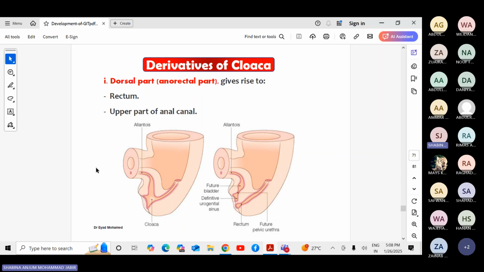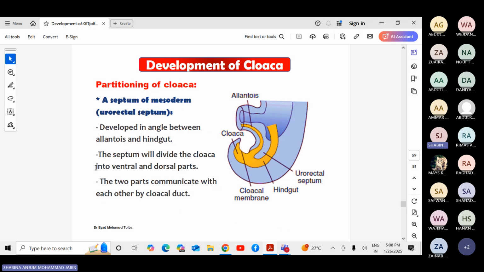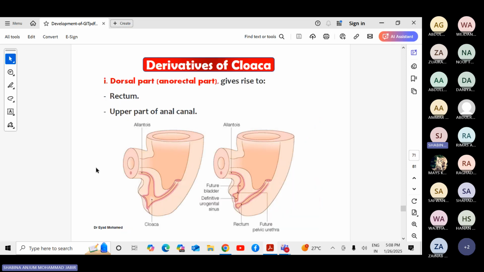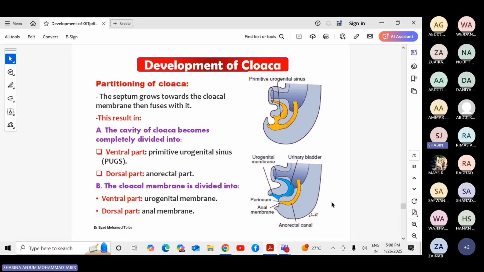Okay, so details of the cloaca, inshallah, we will see in the development of the urogenital system. Just remember here that the distal part of the hindgut will form the cloaca. The cloaca will be divided into two parts by the urorectal septum: the anterior part is the urogenital sinus, and the posterior part is the anorectal canal.